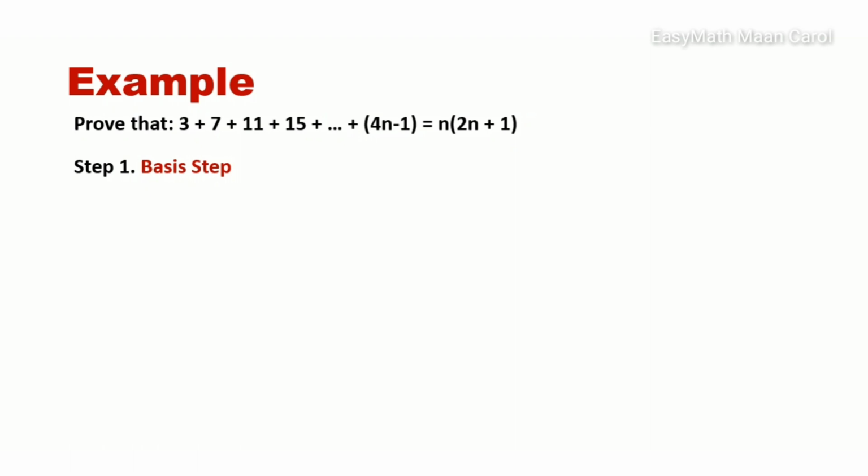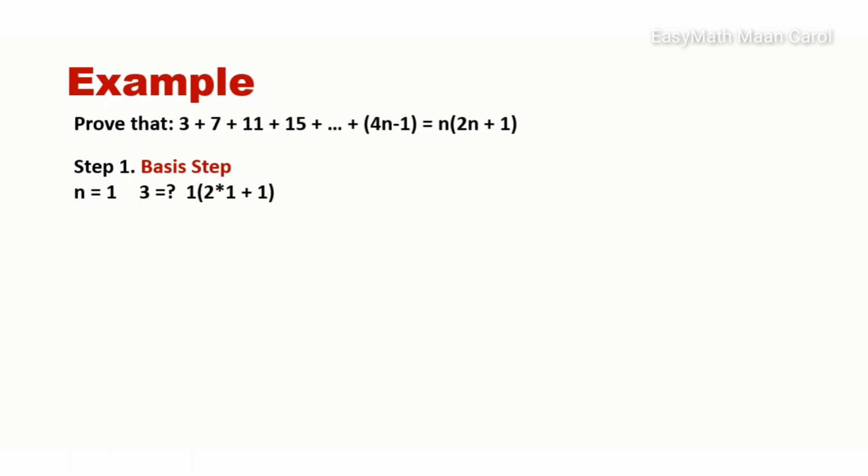So, to illustrate further yung different steps ng mathematical induction, ipakita natin sa pamamagitan nitong equation na to. 3 plus 7 plus 11 plus 15 and so on until 4n minus 1 is equal to n times the quantity 2n plus 1. So, ang unang-unang step is the basis step. We are going to prove that for n is equal to 1, 2, and 3, the left side of the equation is equal to the right side of the equation.